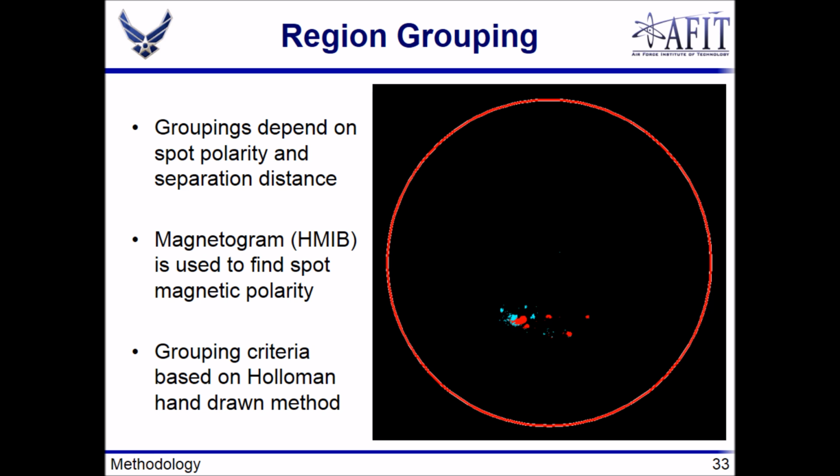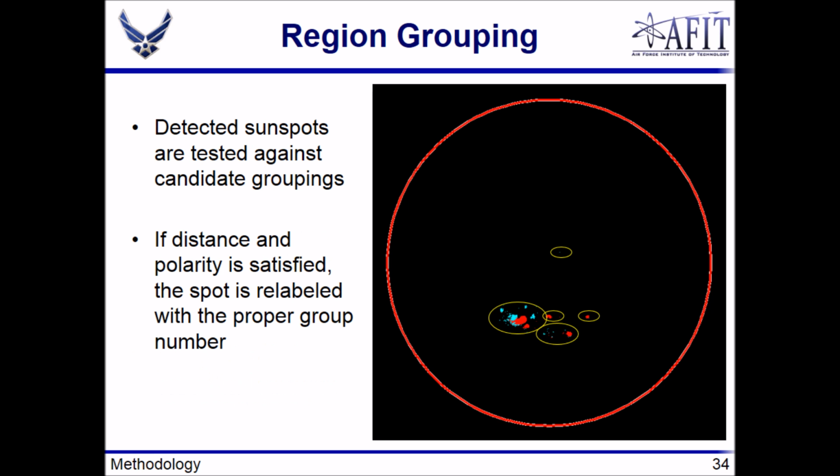After we've detected the spots, we test those spots that we found against candidate groupings, and if the distance and polarity requirements are satisfied, then we say, hey, that's good, it's part of the group, and we renumber the sunspot with the appropriate group number.